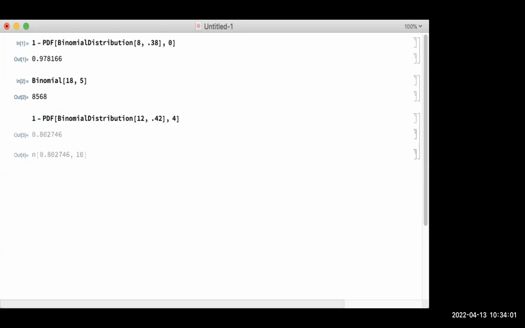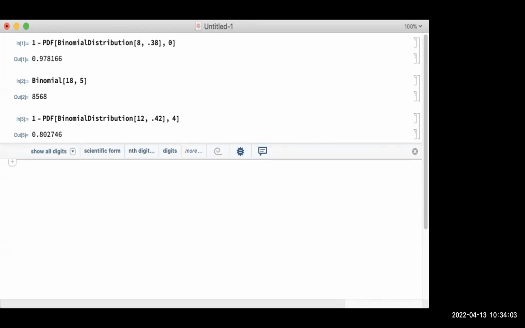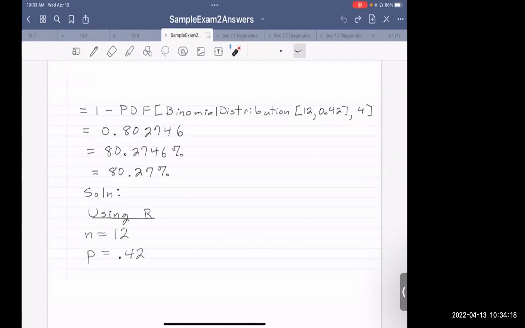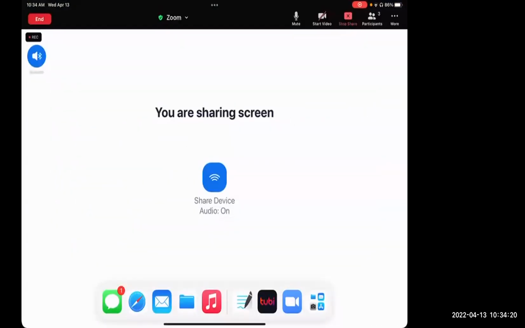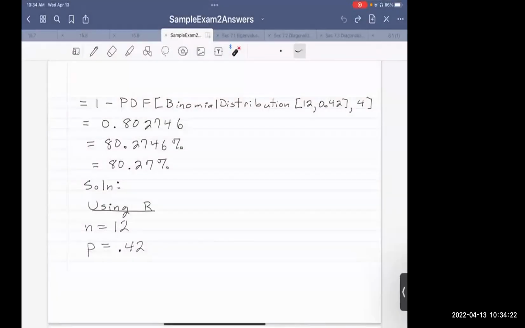I don't have, it's already numerical. And so 0.802746. Let me type that into my iPad. And so we have 0.802746. Let me move my decimal place 2 places to the right.